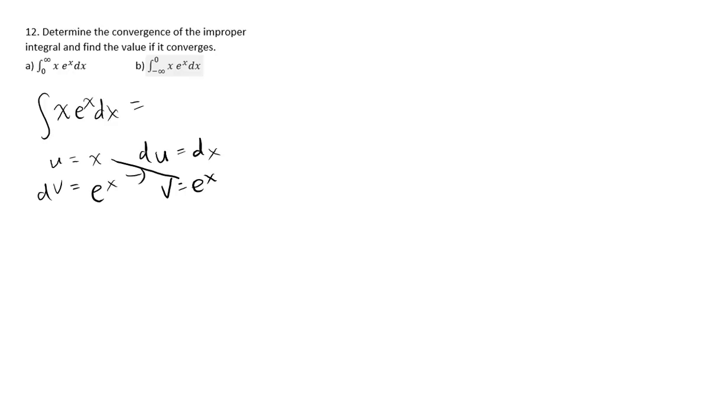So that's going to give you this times this, so x times e to the x minus the integral of v du, so it's e to the x dx, which is x times e to the x minus e to the x, since e to the x integrates to e to the x, plus c.